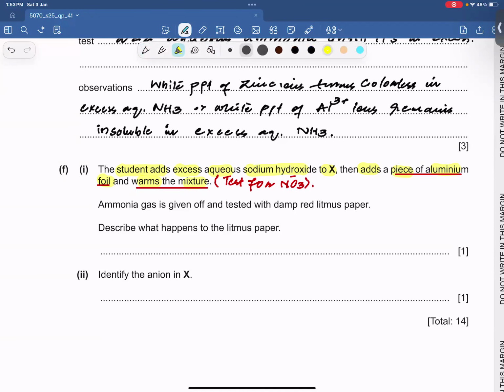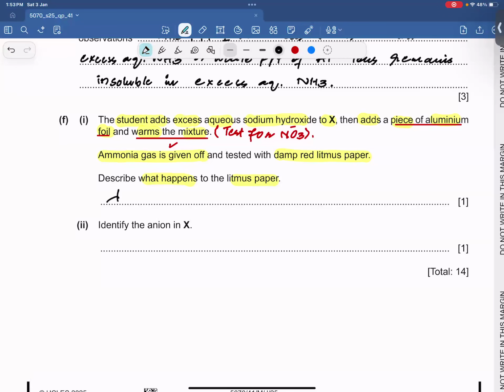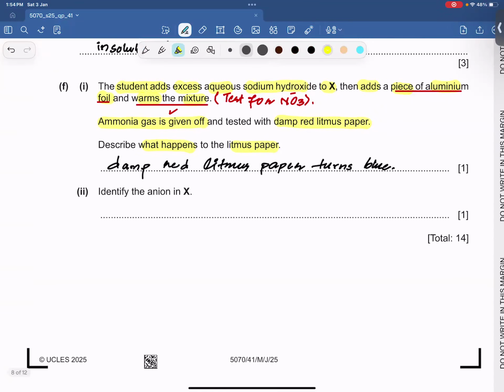When nitrate ions are present, ammonia gas is given off, and that's true. And ammonia is an alkaline gas, so it changes damp red litmus paper into blue. Describe what happens to the litmus paper. Damp red litmus paper turns blue. Identify the anion in X: nitrate ions.